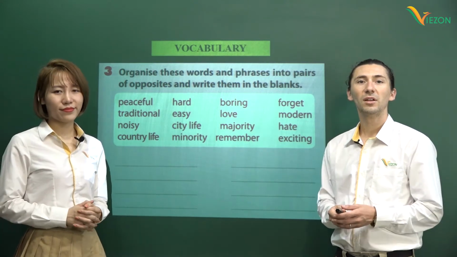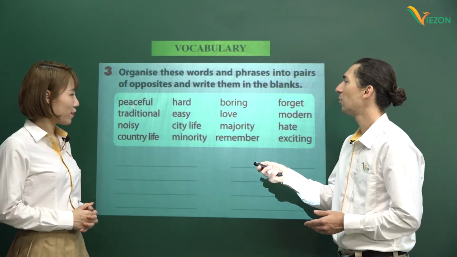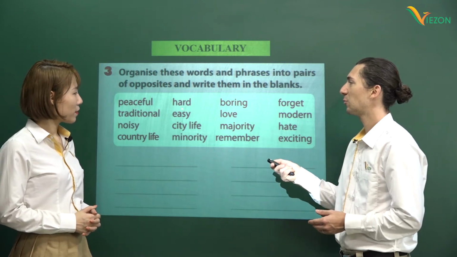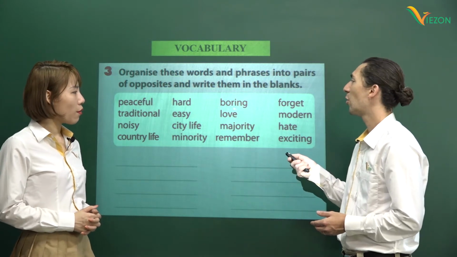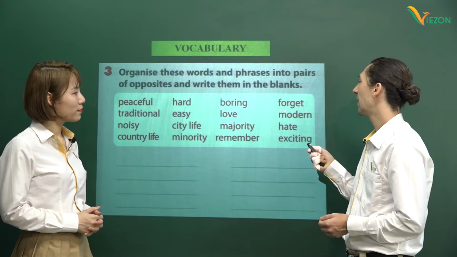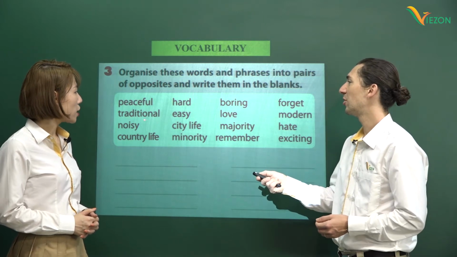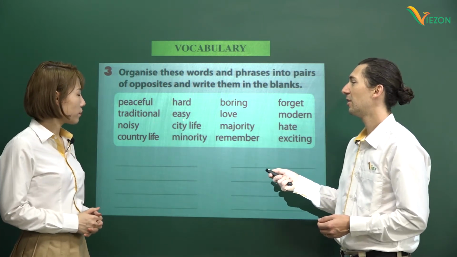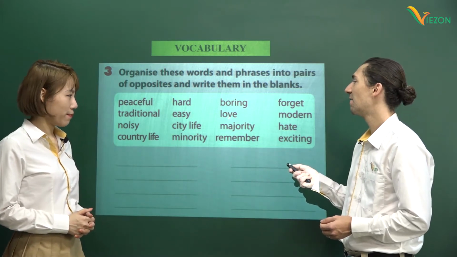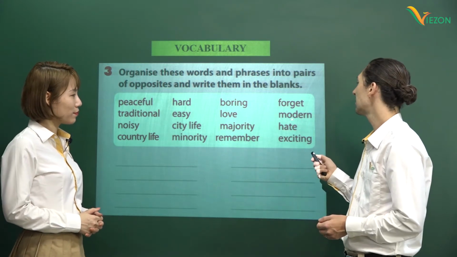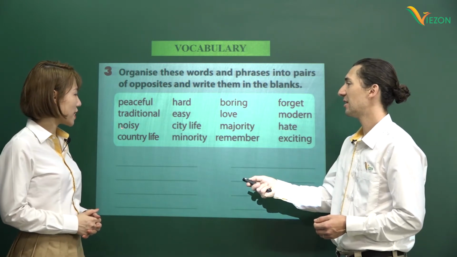So let's go ahead and read all of the words we have now. All right, so the first word we have here is peaceful. Peaceful. The next one we have is hard. Hard. The next we have is boring. Boring. And the next one we have is forget. Forget. Down the list we have traditional. Traditional. Then we have easy. Easy. Next we have love. Love. Next, modern. Modern.